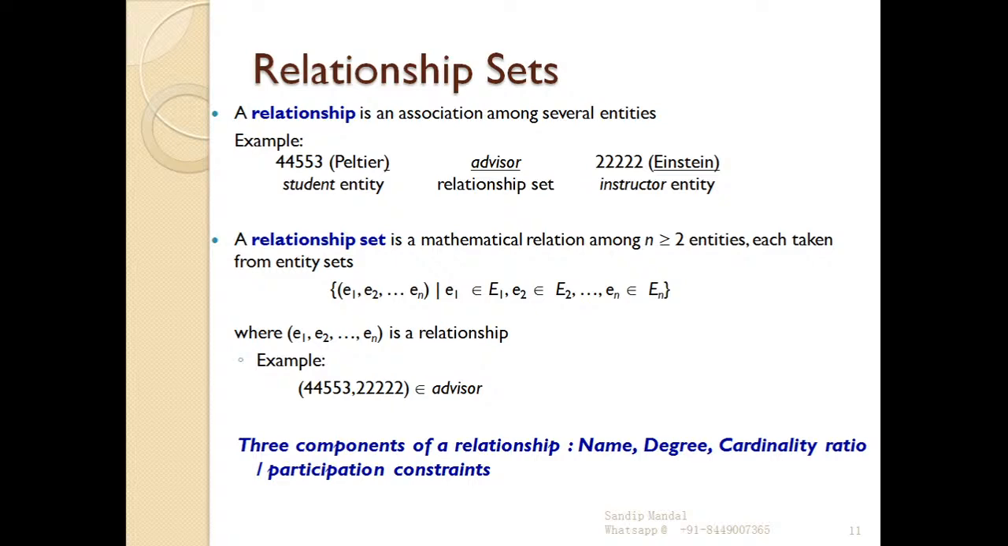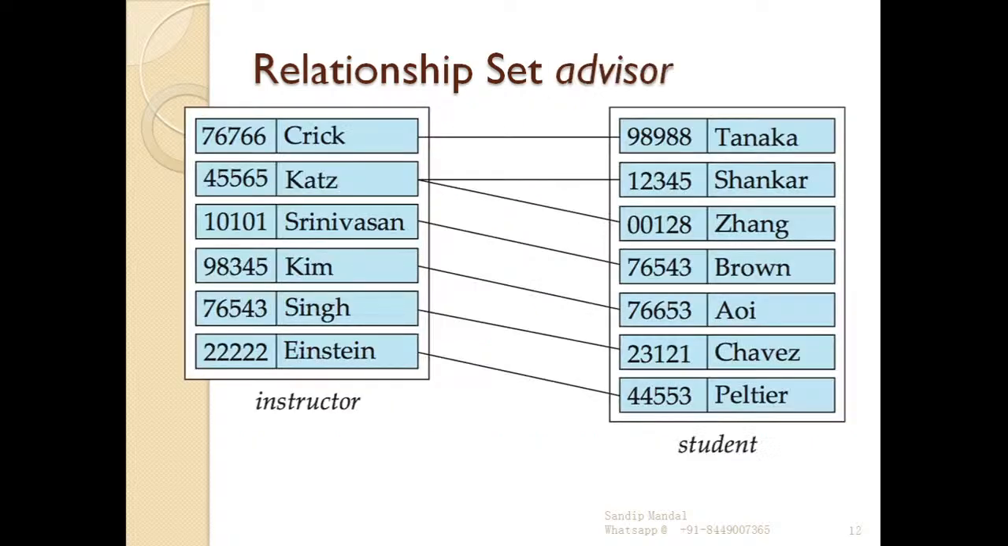If you go to the next, here you may check the relationship set advisor. Here the instructor Creek is connected with Tanaka. That is very good. But the teacher Kurd is connected with more than one student, Shankar and Zain. The other teachers are connected with a single student, but Kurd is connected with two students. So these are the relationships. This particular instructor is connected with one student or a group of students through some relationship, and here the relationship is advisor.